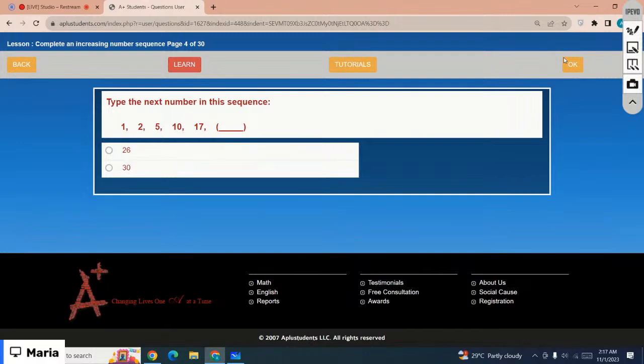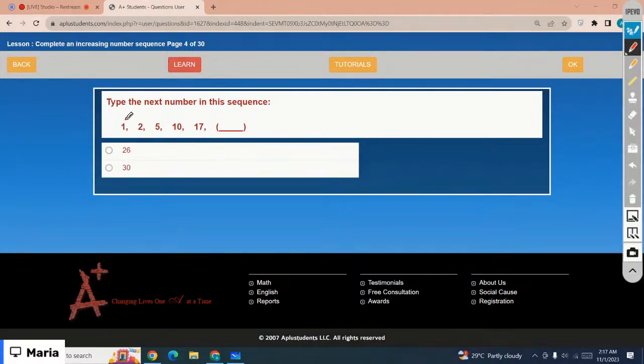The next number in the sequence is, let's see how the pattern is increasing, right? 1 plus 1 makes 2, 2 plus 3 makes 5, 3 plus 5 makes 10, and 10 plus 7 makes 17. So for the next one, you need to add 9, right? So 17 plus 9 equals 26. So the next number in the sequence is 26.